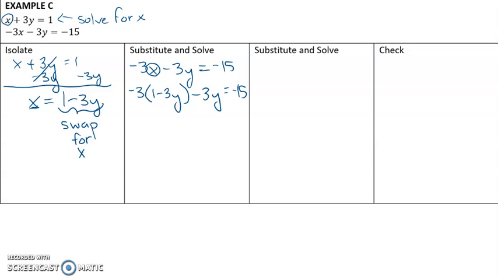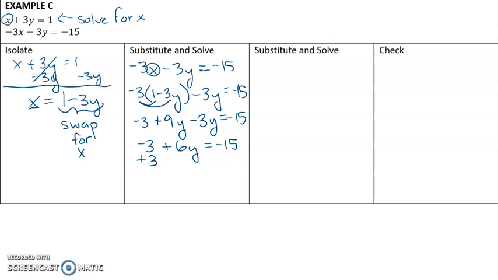Now I have all y's, so now I can solve for the y coordinate. So we're going to distribute. Negative 3 times 1 is negative 3. Negative 3 times negative 3y is positive 9y. Sorry, jumping ahead of myself, getting all jumbled up. All right, minus 3y equals negative 15. And we just go through and finish this. Okay, so 9y minus 3y is going to leave me with 6y's over here.